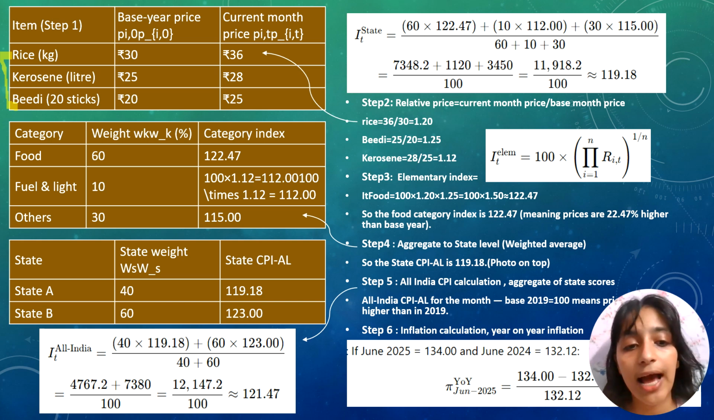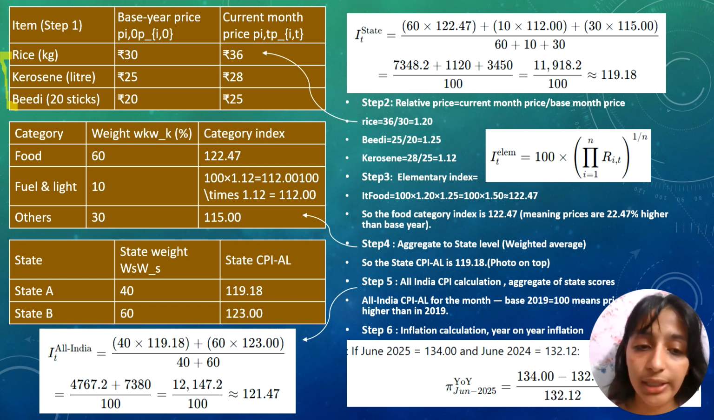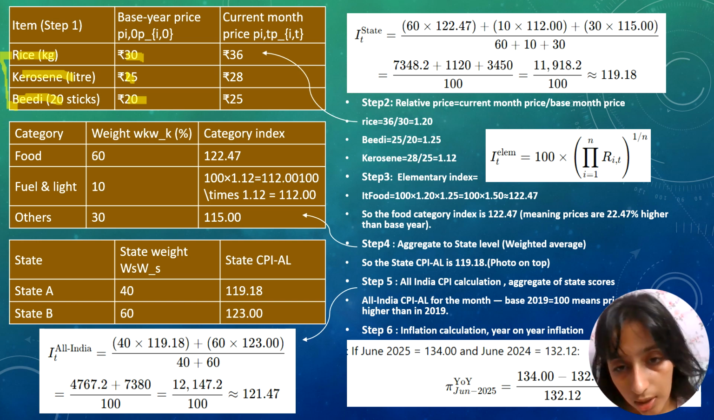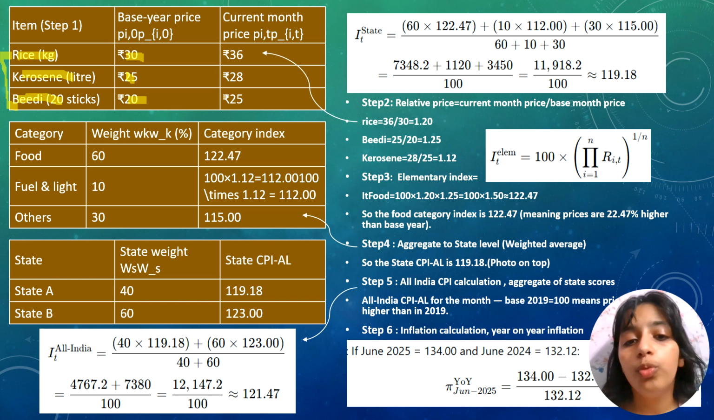For instance, we have this data set. We have determined that we only want 3 parameters. There are generally more than these. For simplified calculation purposes, I have only taken 3 here. There's rice, kerosene, and BD. The base year prices for these were 30, 25 and 20, and as we can note, the current month price has changed. So we will calculate the relative price.